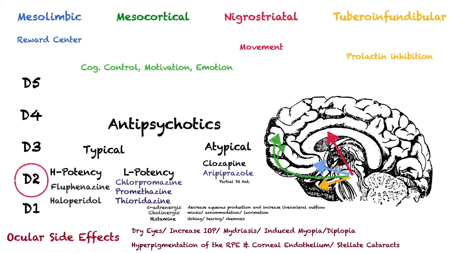So why these ocular side effects? Well, we do know the cholinergic pathway involves lacrimation. So if that's inhibited, then you have dry eyes. Increased IOP will have something to do with the adrenergic pathway, for it decreases aqueous production and increases uveoscleral outflow. So if that's affected, then your ocular pressure is going to rise. Miosis is also involving the cholinergic pathway. So again, if that's affected, then you will get mydriasis. And then induced myopia and diplopia will have to do with the accommodation portion of the cholinergic pathway. That gets affected, you're most likely going to have induced myopia and possibly diplopia as well.